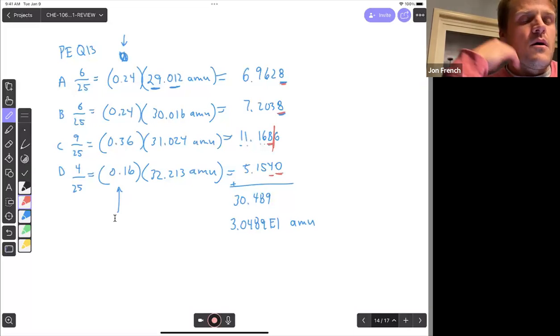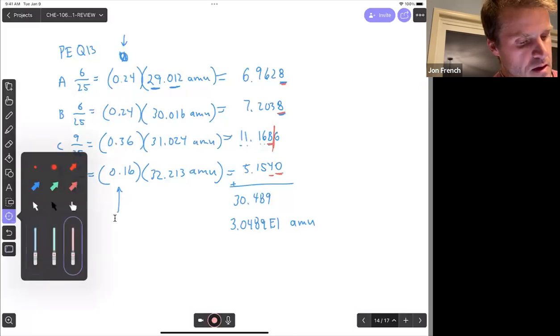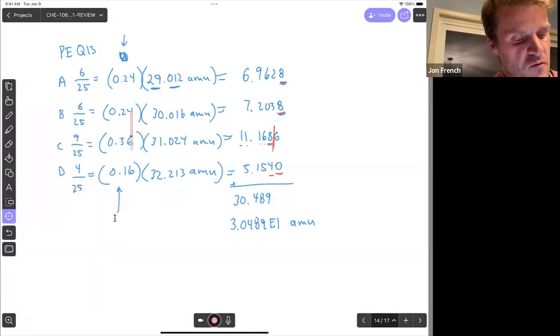it's a weighted average, right? It's not a pure add and divide by 4 average, because not everything is there in the same amount. So we're doing a weighted average based on 24% of the sample is this isotope, 24% is this, 36% is this, 16% is this. So that's why we don't just add and divide by 4.